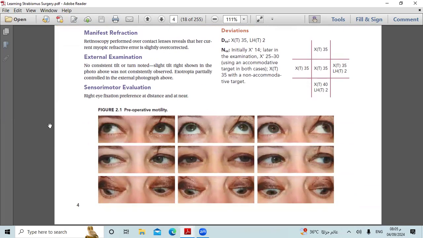Thank you, Dr. Muhammad, so much. Okay, here we can see this picture. Do you want to make any comment here, Dr. Muhammad, at this picture?